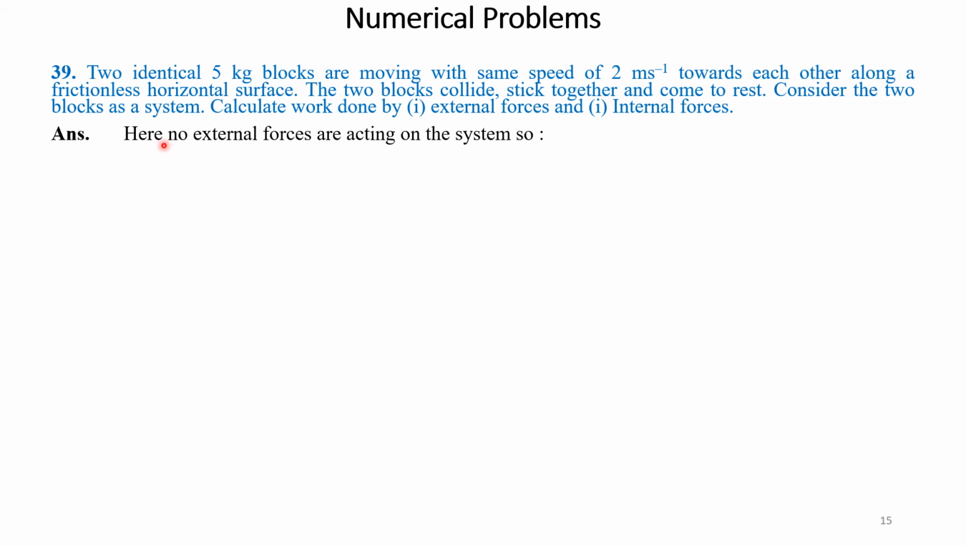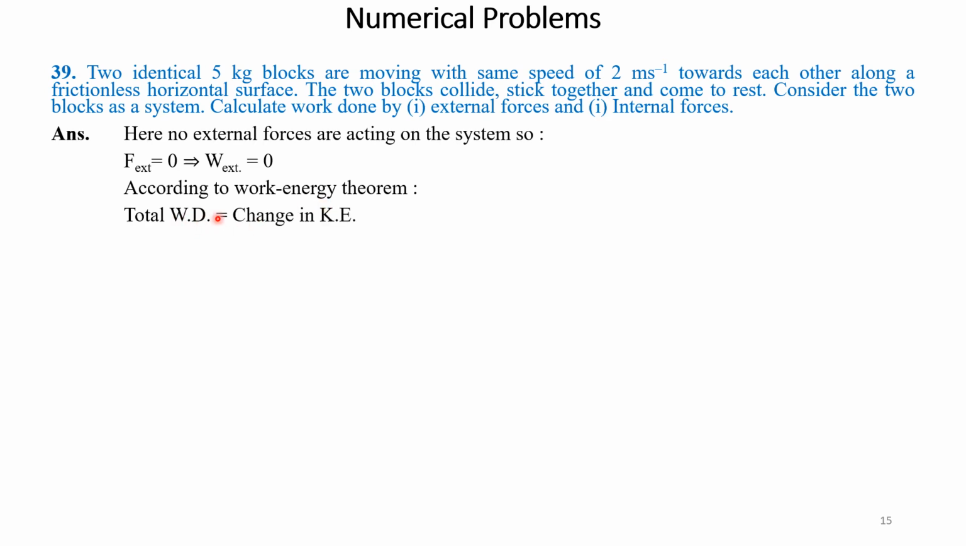Answer. Here, no external forces are acting on the system because it is frictionless. Therefore, F external is equal to 0 and work done by external force is also 0. According to the work energy theorem, the total work done is equal to change in kinetic energy. Therefore, the total work done, W external plus W internal, is equal to final kinetic energy minus initial kinetic energy. This you have to remember.